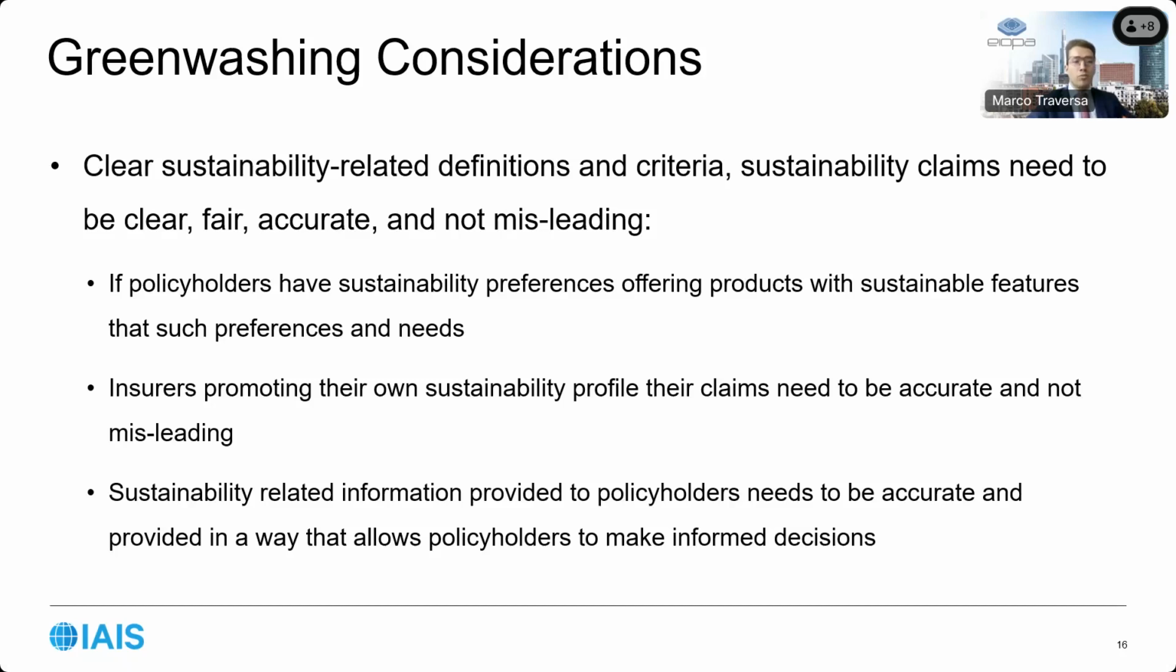Finally, this first part of the paper highlights that when information is provided to policyholders in relation to the sustainability factors and sustainability features of the products, this information also needs to be accurate and needs to be provided in a way that allows the policyholder to make an informed decision. For example, the paper highlights that the sustainability features of the products should not be overemphasized versus other product features. It also highlights that this information needs to be given in good time, before the conclusion of the contract, so that policyholders can take into account this sustainability consideration when deciding to buy one product versus another product.